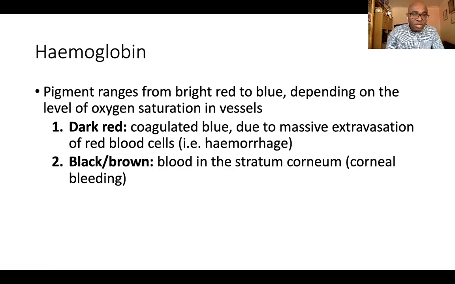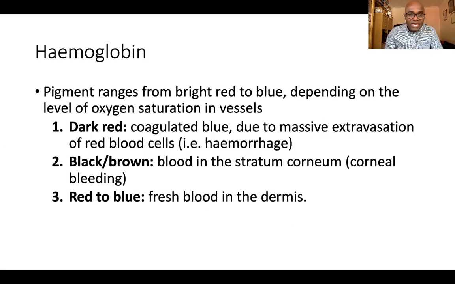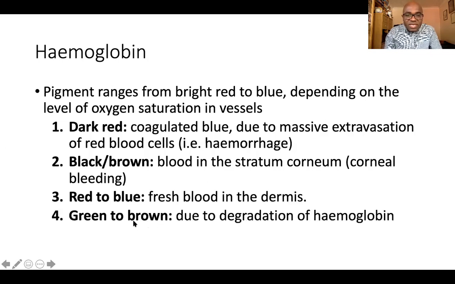Also, hemoglobin will look black-brown when it is in the stratum corneum and the corneal surface, as I said, and it might look red when it's fresh in the dermis. So when it's deeper, red to blue. Okay, and then sometimes it might look a little bit green to brown due to degradation of hemoglobin.